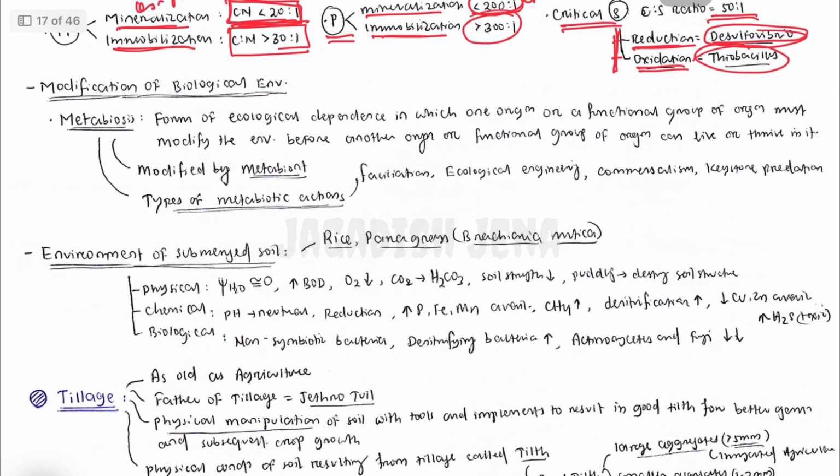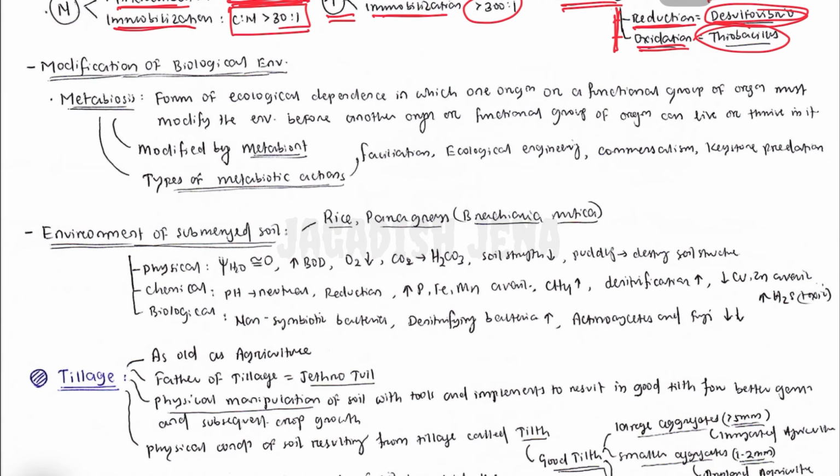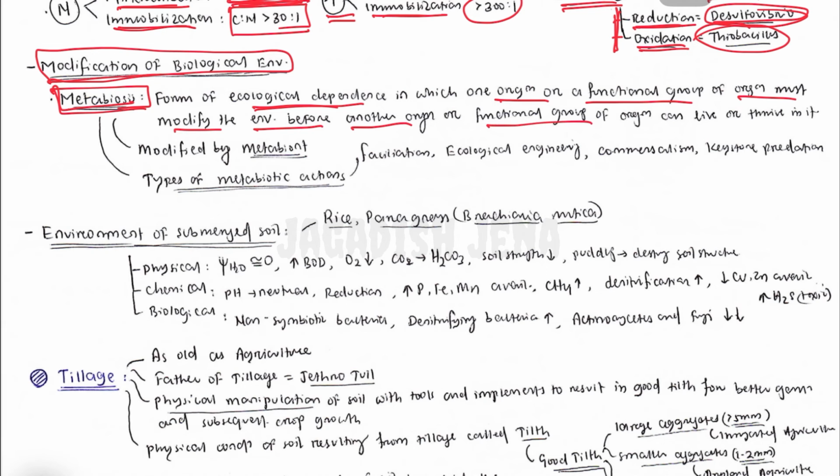Then, modification of the soil biological environment. There is a term called metabiosis. Metabiosis is a form of ecological dependence in which one organism or a functional group of organisms must modify the environment before another organism or functional group of organisms can live or thrive in it.